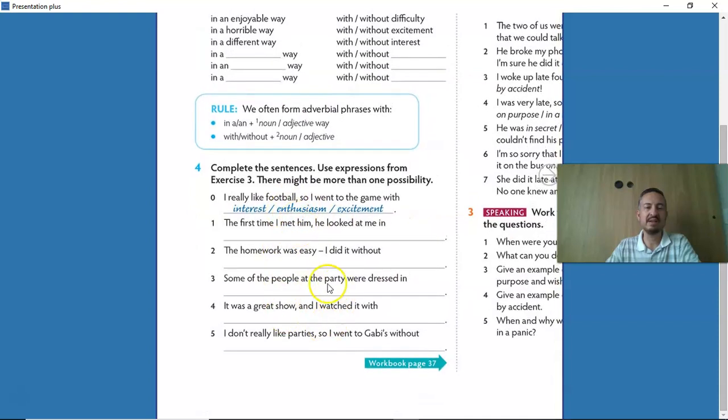Now you have to use either in the way or with or without in these sentences here. I'd like you to pause the video right now, and then when we come back, we're going to correct the activity.